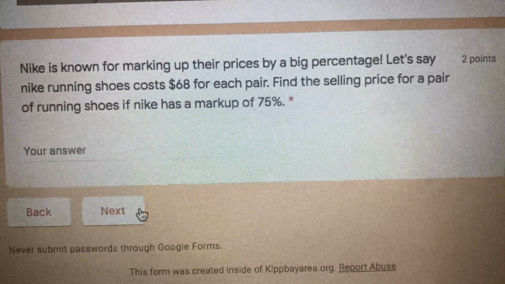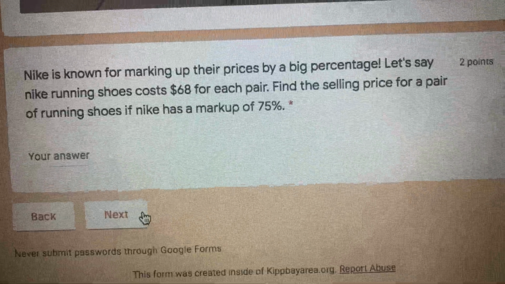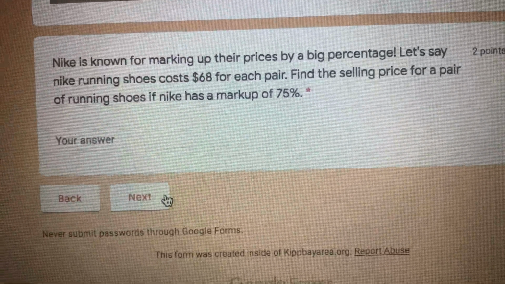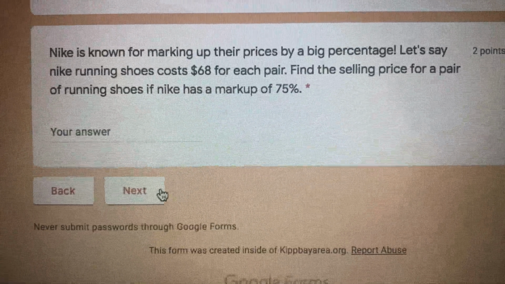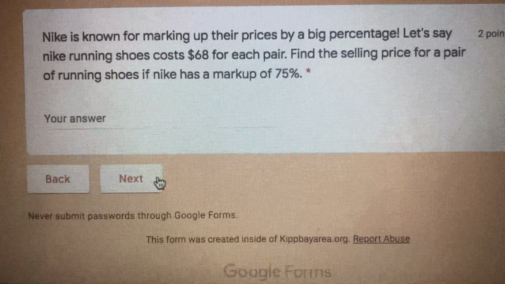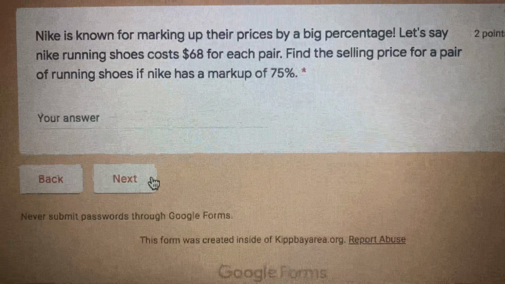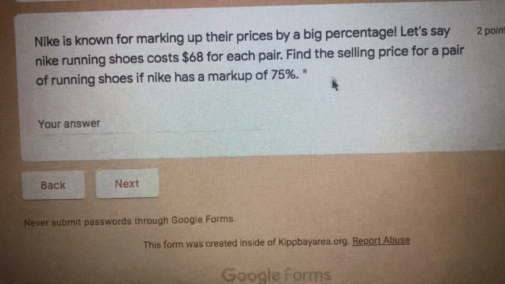Nike's known for marking up their prices by a big percentage. Let's say Nike running shoes cost $68 for each pair. I know that's not true, but let's just say. Find the selling price for a pair of running shoes if Nike has a markup of 75%.